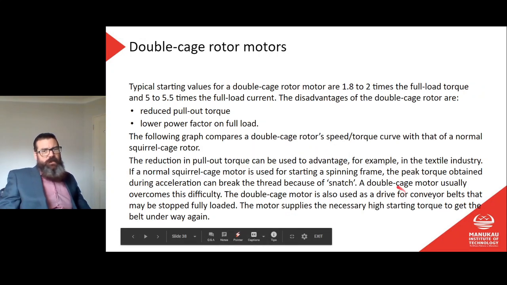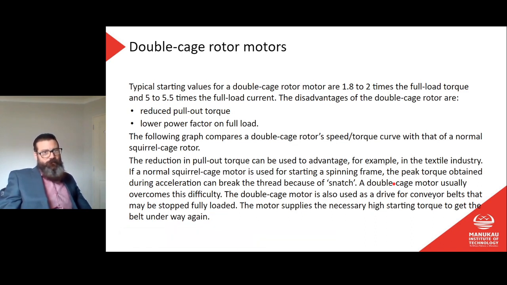Typical starting values for a double cage rotor motor are 1.8 to 2 times the full load torque and 5 to 5.5 times the full load current. The disadvantages of the double cage rotor are reduced pull-out torque and lower power factor on full load.